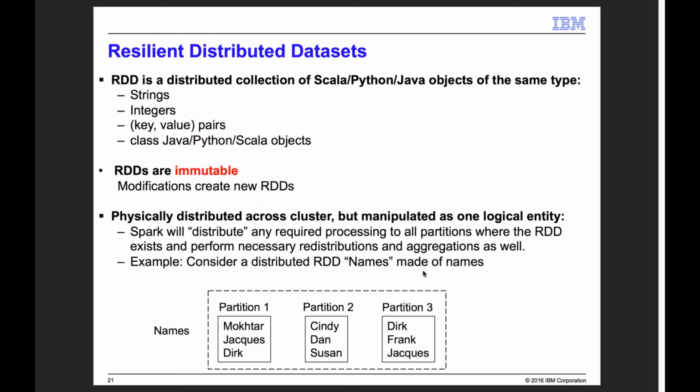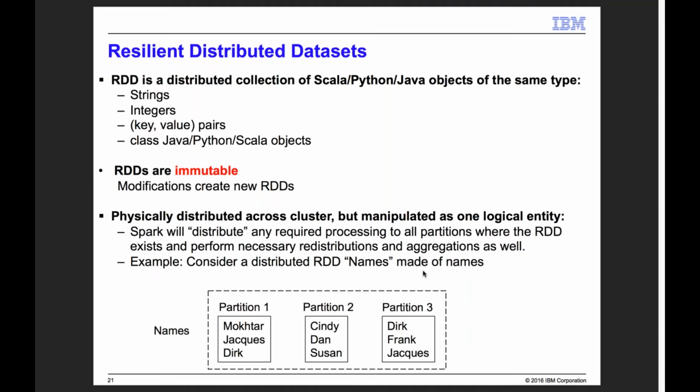It is physically distributed across the cluster, but manipulated as one logical entity. So if you have an RDD, the data can be in 10 nodes. But for a programmer, that is a single logical entity. So when you write your transformations or actions, you write it to a single entity, and then Spark takes care of how to work on different nodes and then bring the results back. That is taken care of by Spark.